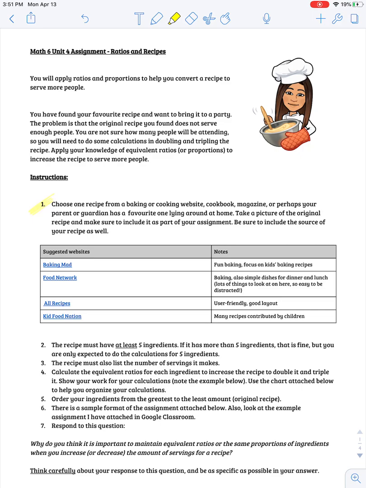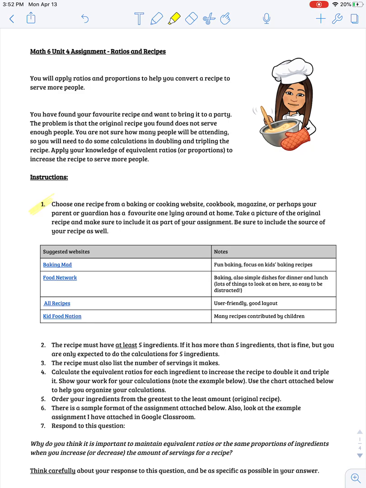Now, the purpose of this assignment is to get you to see how ratios and proportionality can help with converting recipes to serve more people. So the problem that you're going to try and solve here is that you've found your favorite recipe and you want to bring it to a party. The problem is that the original recipe you found does not serve enough people. You are not sure how many people will be attending, so you will need to do some calculations in doubling and tripling the recipe ingredients, essentially. So what you're doing again is you're applying your knowledge of equivalent ratios or proportions to increase the recipe to serve more people. So I'll go over the instructions one by one here.